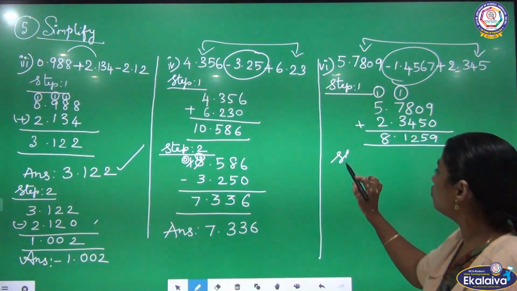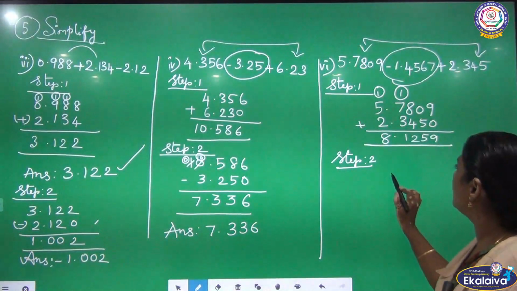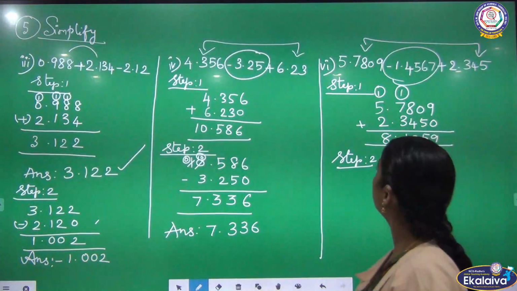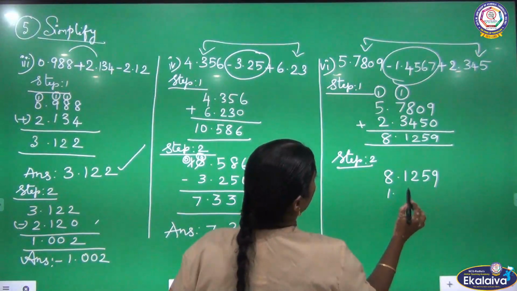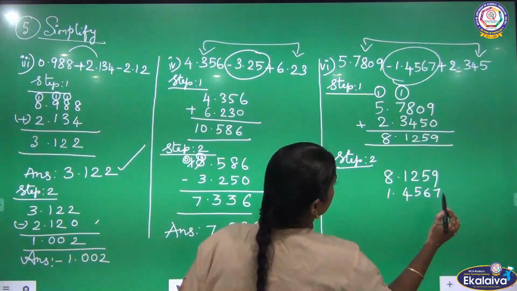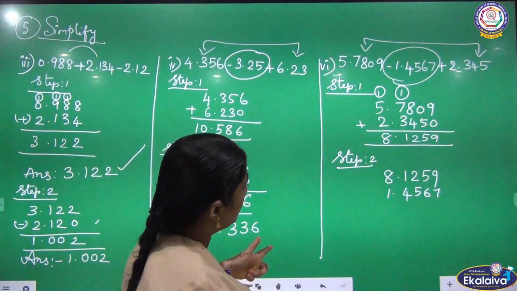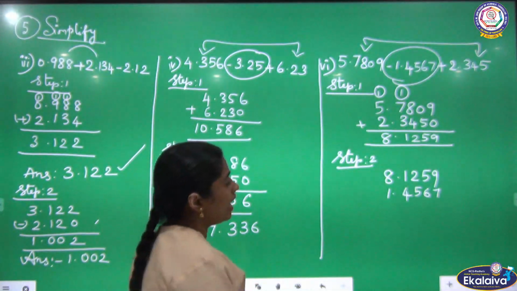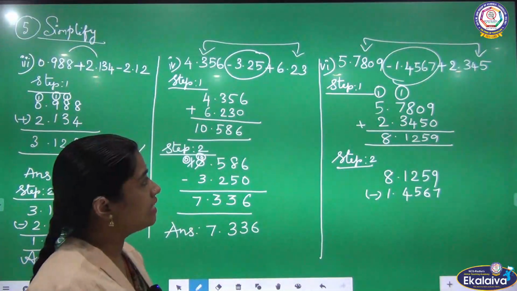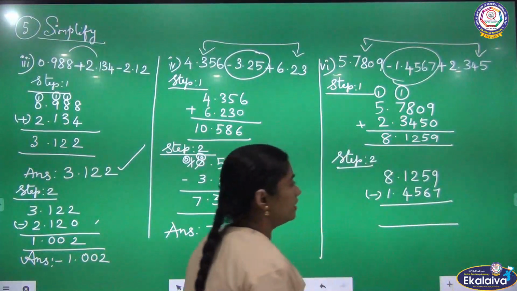What is my step 2? What is the sum I got here? In that you are going to subtract 1.4567. Can you clear this? What is the sum I have got in the first step? I am going to subtract this 1.4567. Now I can find the difference for this.